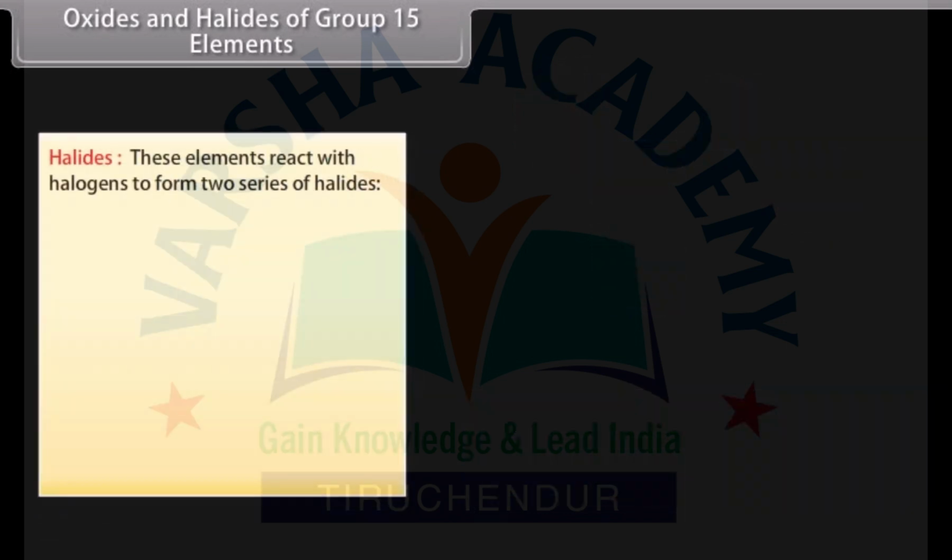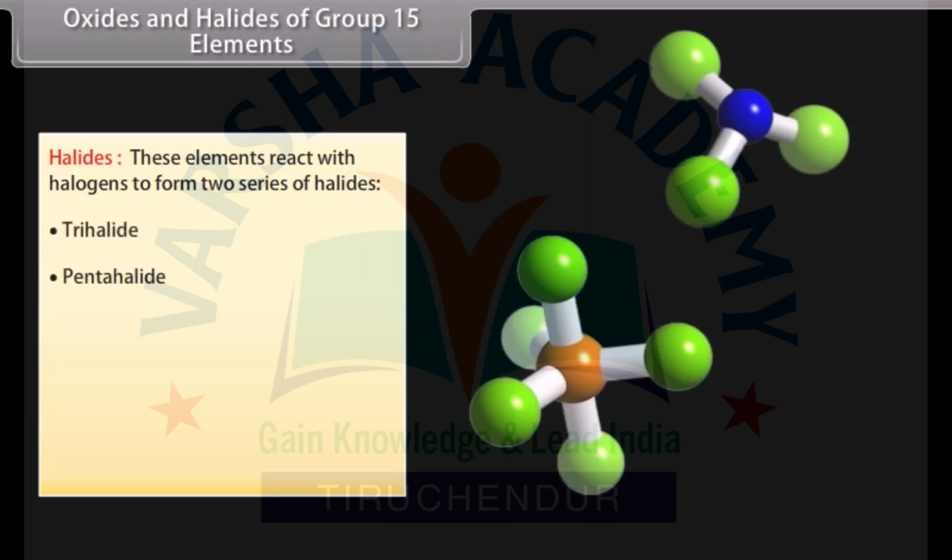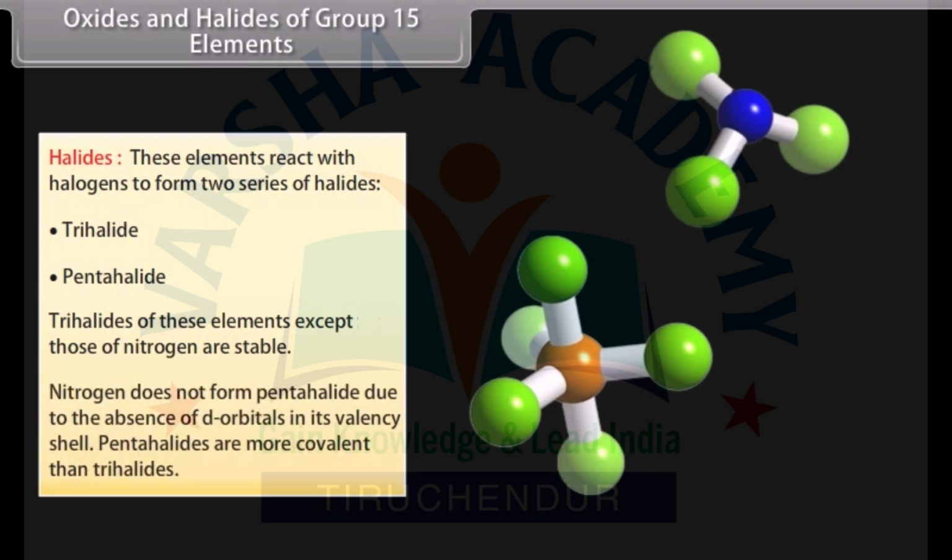Halides. These elements react with halogens to form two series of halides: trihalides and pentahalides. Trihalides of these elements, except those of nitrogen, are stable. Nitrogen does not form pentahalide due to the absence of d orbitals in its valence shell. Pentahalides are more covalent than trihalides.